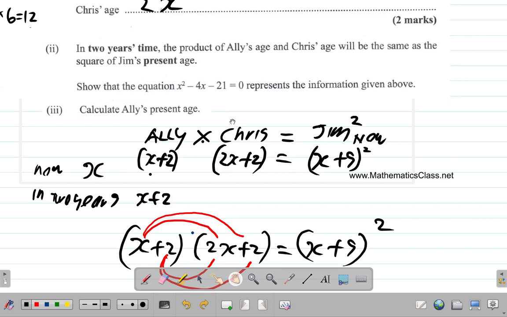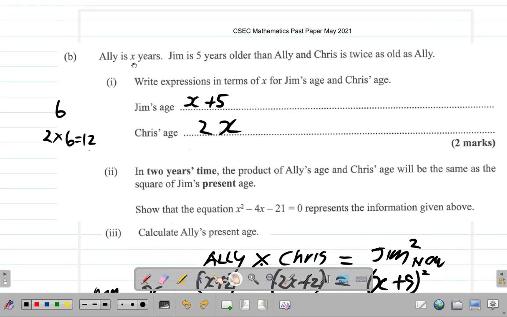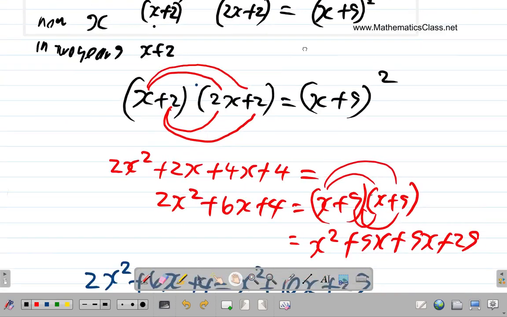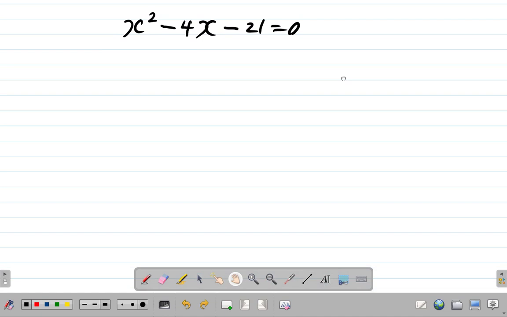Now, the question says calculate Ali's present age. Let Ali be x. It's the same thing as if they say find x, calculate x. So if they say find Ali's age, it's the same thing as if they say find x. More you do that. That's a part for me.